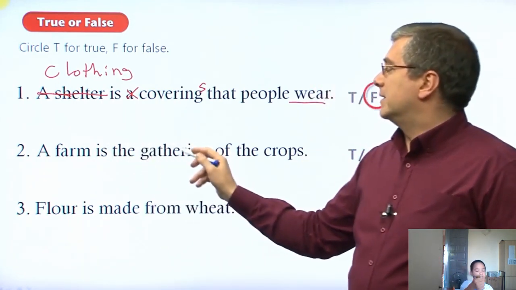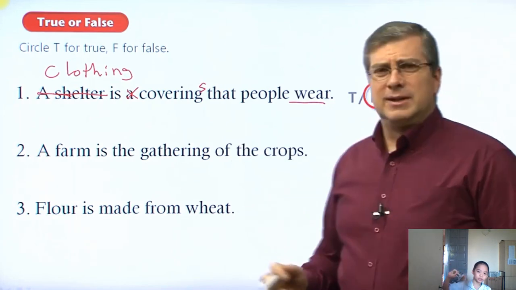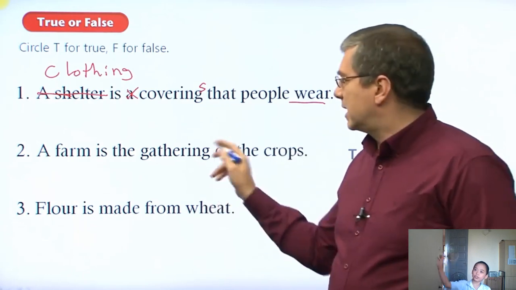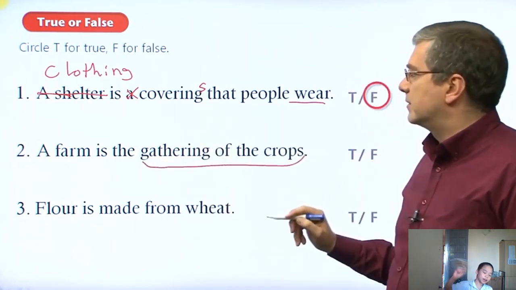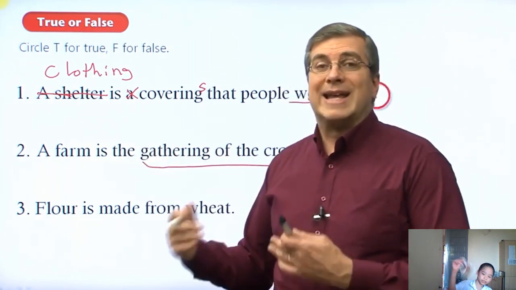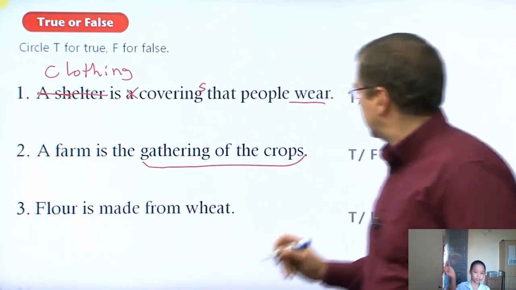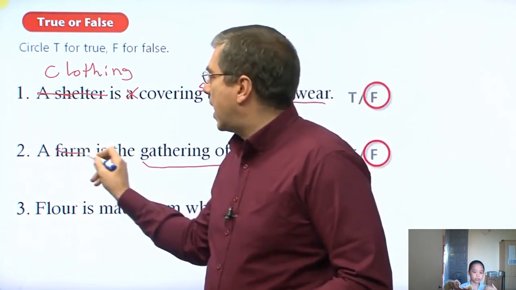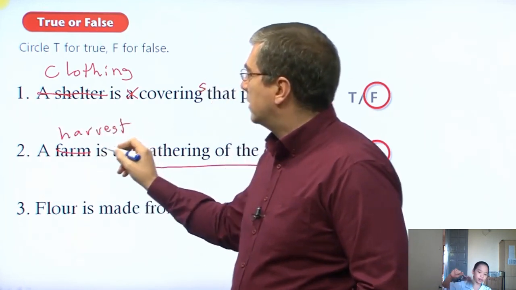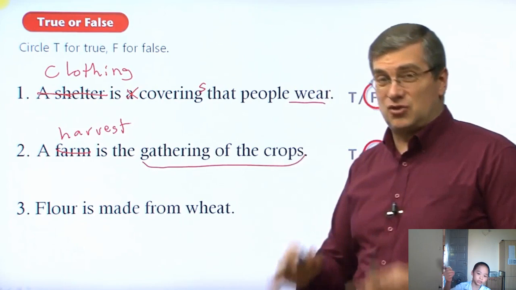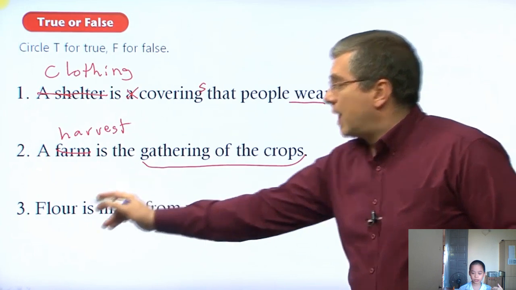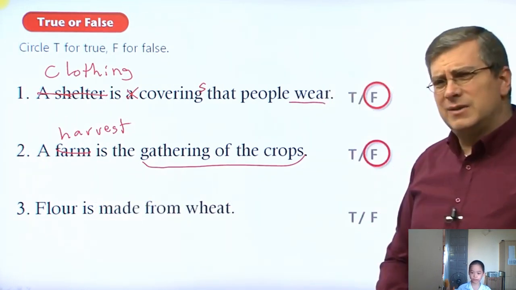So let's go to two. A farm is the gathering of the crops. Does that sound right? No, it doesn't sound right, because a farm is not the gathering of the crops. The farm is a place, not the gathering. So we need to turn this sentence: harvest is the gathering of the crops, or a farm is a place. That would be true, but this sentence, a farm is a gathering of crops, would be false.